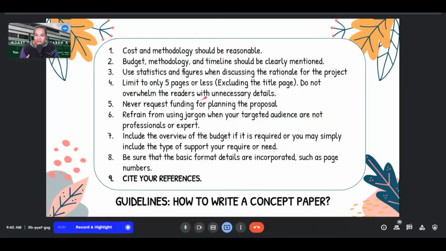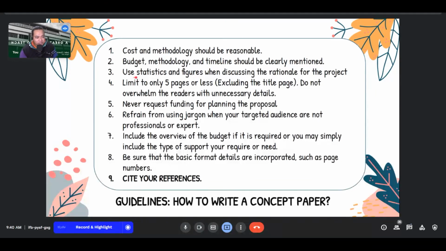Ganun po dapat. Okay? Mula sa budget, methodology, timeline, dapat lahat clear. Okay? Alam ng funding agent, alam ng reader na, okay, February 12 pala, ganito na dapat yung ginagawa nila at kailangan nila ng ganito karaming pera. Okay? Ganun po.